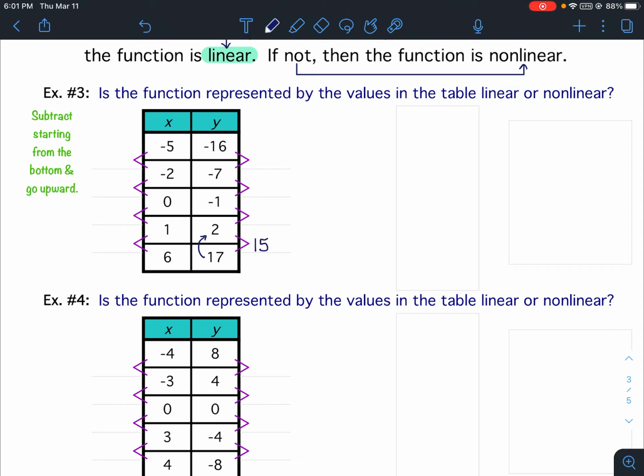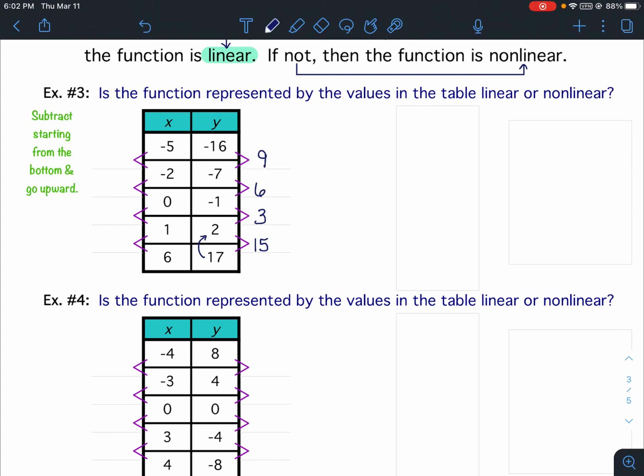2 minus negative 1. Be careful when doing this. It's 2 minus negative 1. That would be 3 because it becomes 2 plus 1. Negative 1 minus negative 7 would be negative 1 plus 7, so that would be 6. Negative 7 minus negative 16. Please be careful when entering this into your calculator. You're subtracting, but then you also need to put it in a negative if it's negative. So it'd be negative 7 minus negative 16, which then becomes negative 7 plus 16, which is 9.